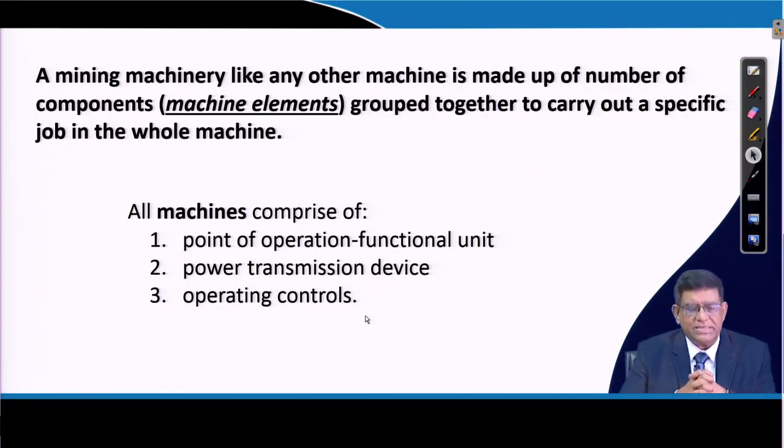So in any machine, whether it is your washing machine, a truck, or mining machinery, it will comprise a point of operation, where the main functional elements interact with your purpose, and then a power transmission and operating controls.